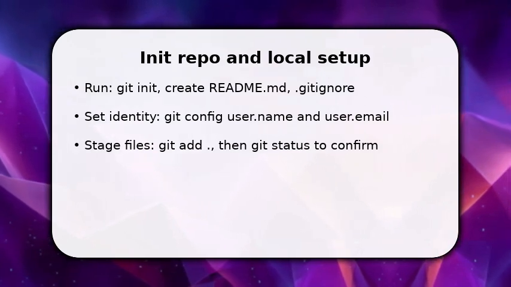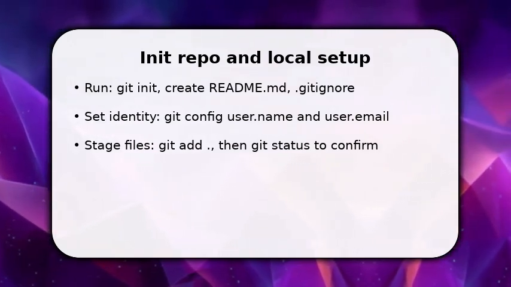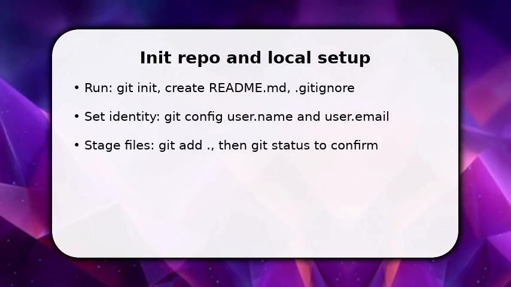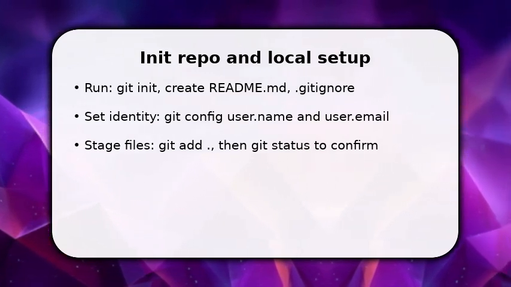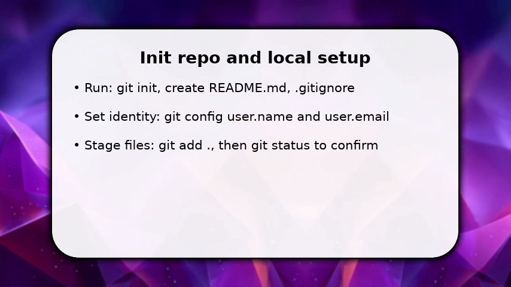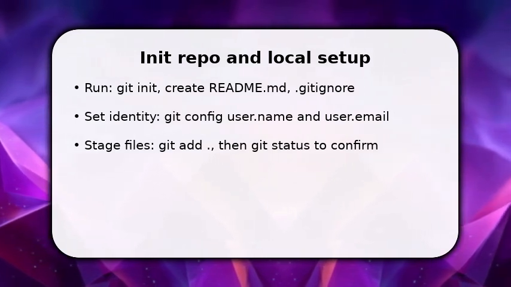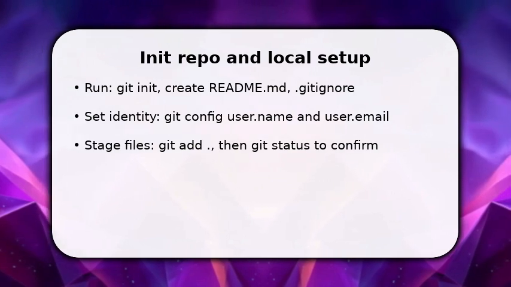Once done, stage your work with git add, and use git status to verify staged files. This ensures you're tracking only what you intend before making the first commit. You make a clear first snapshot by committing: git commit -m "initial commit".